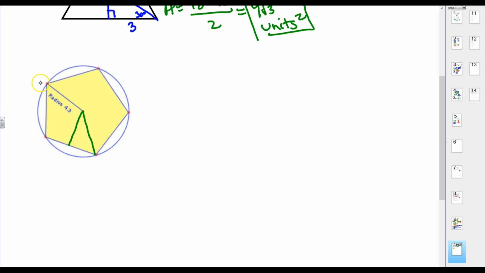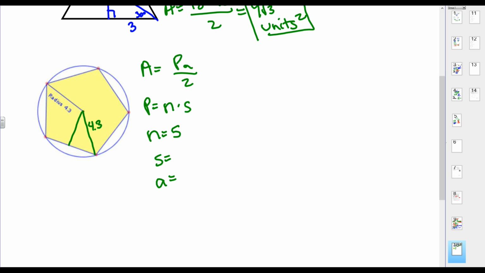And the only thing I have right now is the radius. The radius is 4.3, which means when I'm thinking about area equals PA over 2, I need everything. Perimeter is number of sides times side length. Well, number of sides is 5. Side length is who knows, okay? And my apothem is also missing. So I've got to find my sides and my apothem, which means we have a lot of work ahead of us.